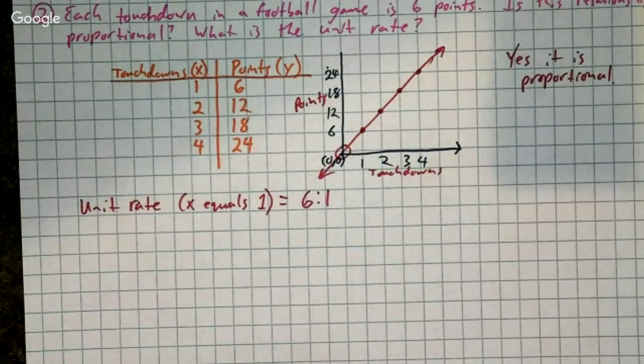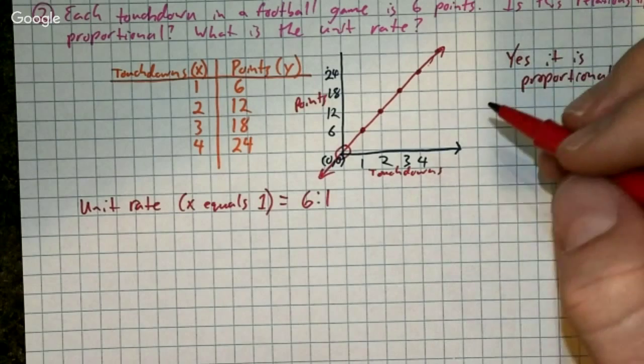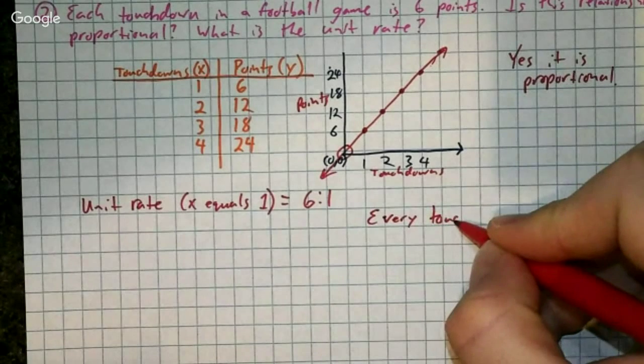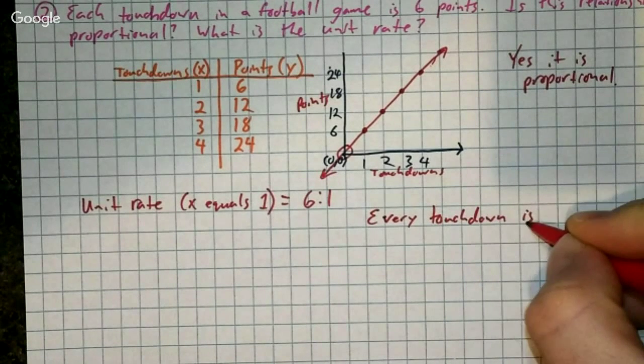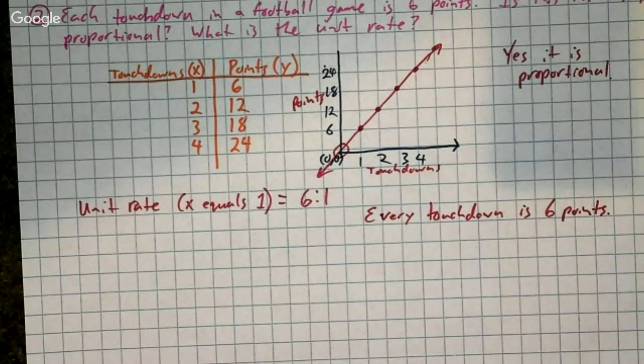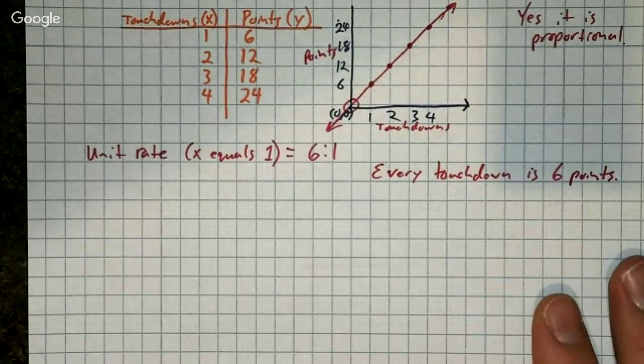However, we need to be able to explain that, especially when it's a word problem. So if it's 6 to 1, that does not mean 6 touchdowns to 1 point. That wouldn't make sense. It means 6 points to 1 touchdown. You need to make sure that you are ordering it correctly. You know what value is in what place, the x or y. So we are saying every touchdown is 6 points. Make sure you're not writing down every point is 6 touchdowns. That would make football a lot more boring.